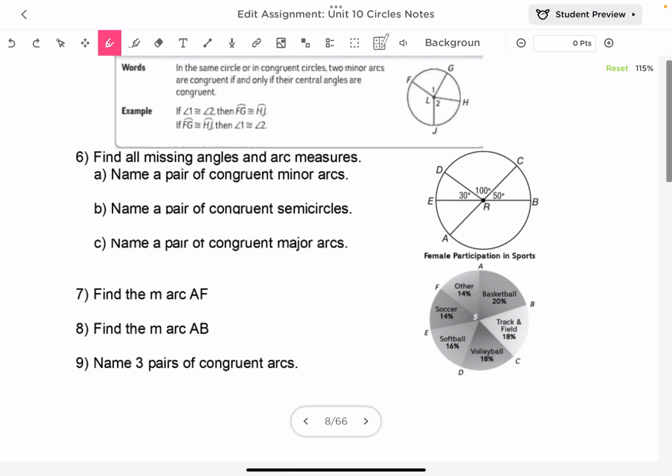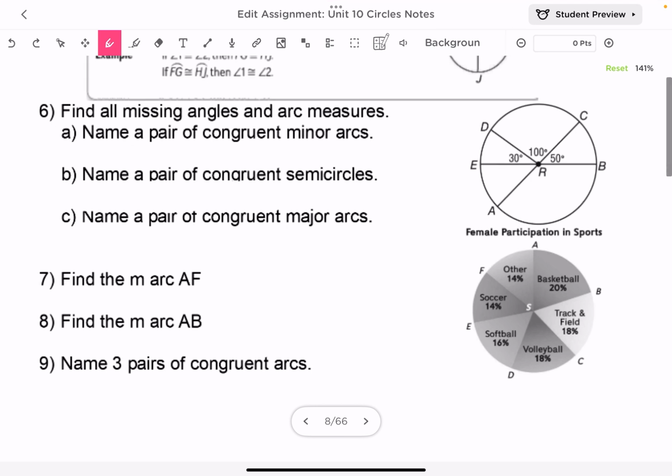All right, let's look at some of these questions. There may be some that I skip just to save some time. Number 6 says, find all the missing angles and arc measures and name a pair of congruent minor arcs. So I'm going to go over here and fill these things in.